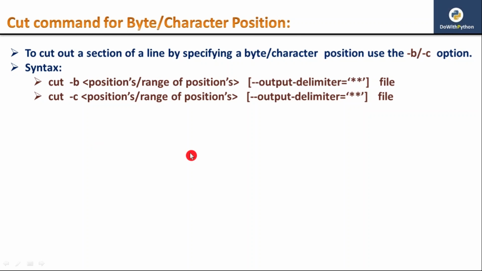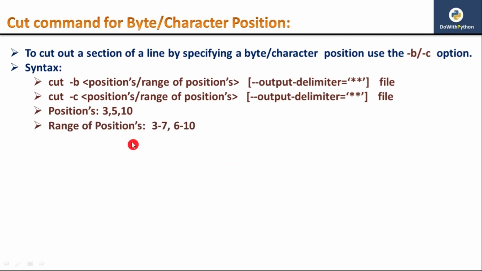What is meant by that? Positions are nothing but either the third position, or fifth position, or 10th position. You can mention that, or you can also give a range of positions, from 3 to 7 or 6 to 10, or you can give a combination, 3, 4 to 10, or 3, 7, 6 to 10. That is the meaning of this.